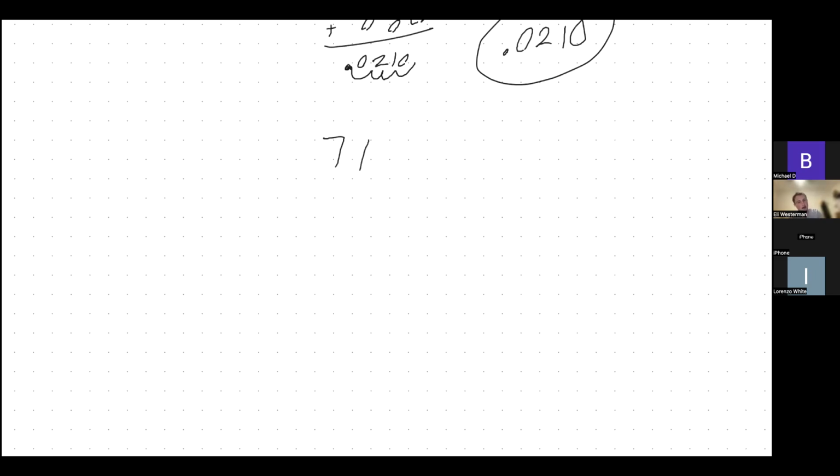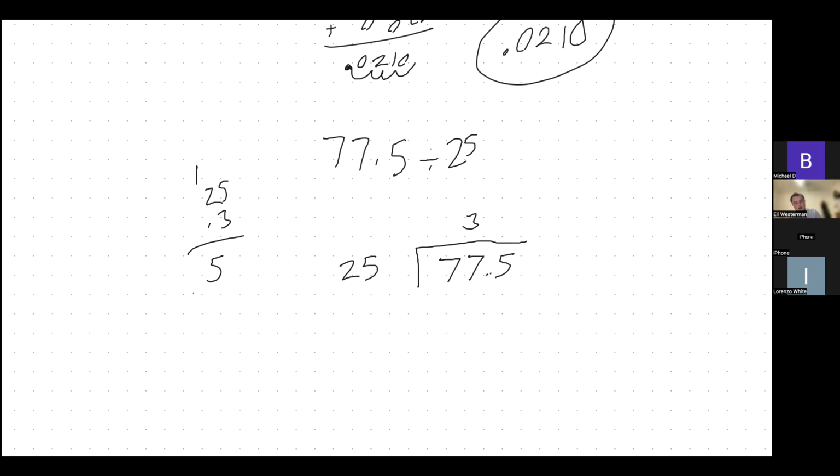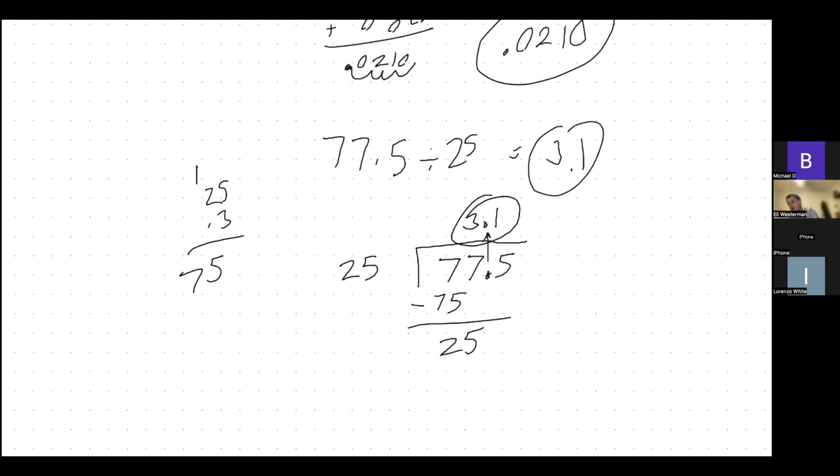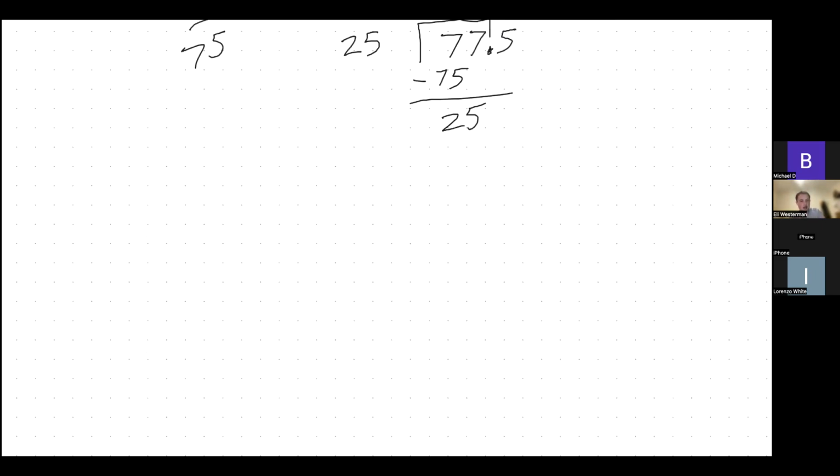Here's one, 77.5 divided by 25. Now here we put in our house, we put 77.5, and then out here we have 25. So how many times is 25 going into 77? 3 times, because 25 times 3 is 75. Bring the 75 down and subtract. We get a 2, we get a 25. 25 goes into 25 one time. Now this is the important part. We have to bring the decimal up right where it was, and then the answer is 3.1. Now that was easy because we didn't have a decimal out here.